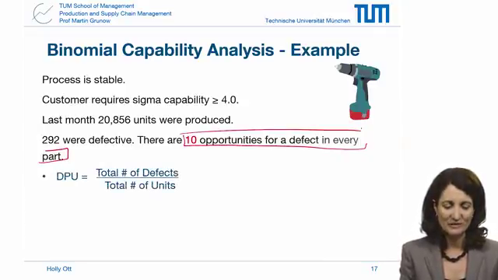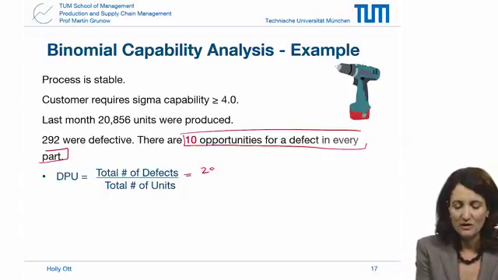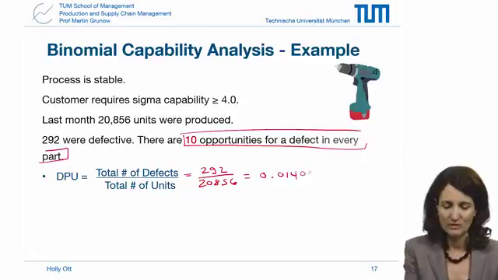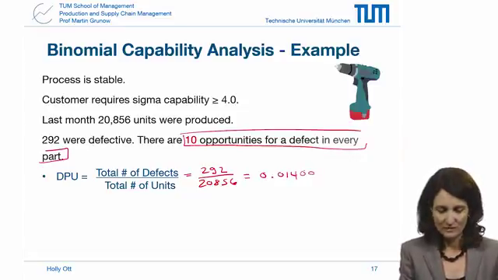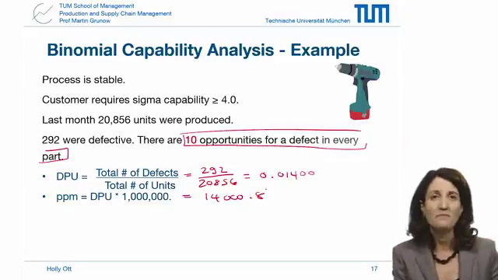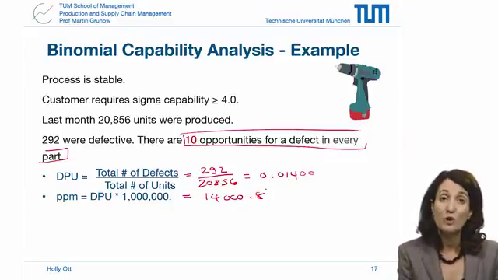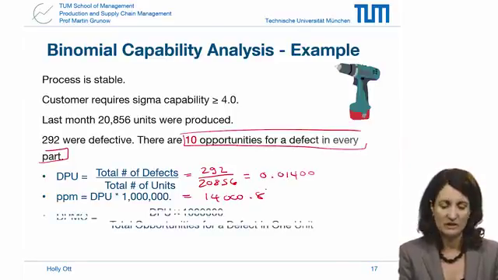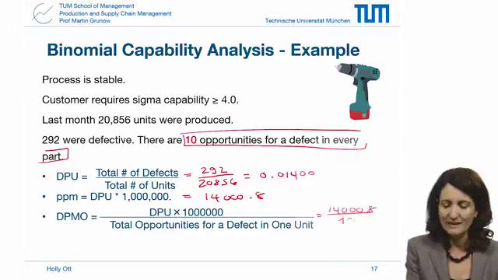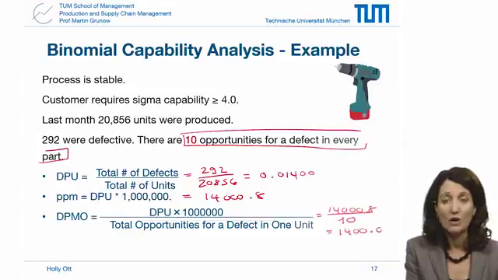So we calculate our DPU, total number of defects over total number of units. We get the same number, right? Nothing's changed there. It gives us also a ppm, which is going to be the same thing, 14000.8 ppm. But now the DPMO is going to change, right? We have 10 opportunities for a defect. So here we have 14000.8 divided by 10, which is going to give us 1400.08.